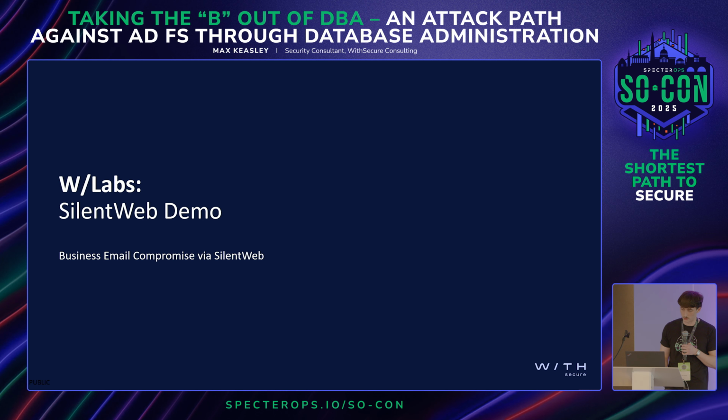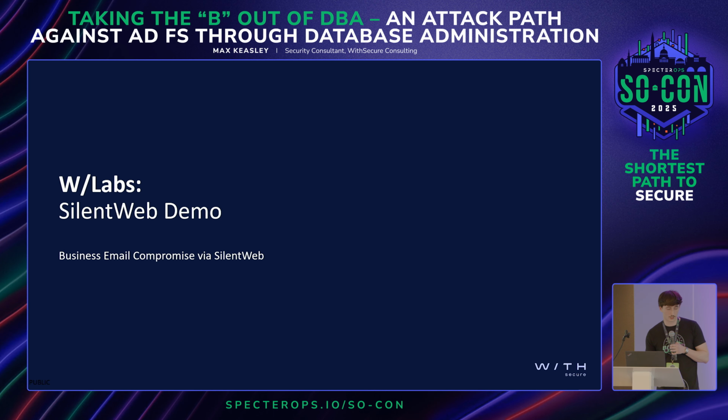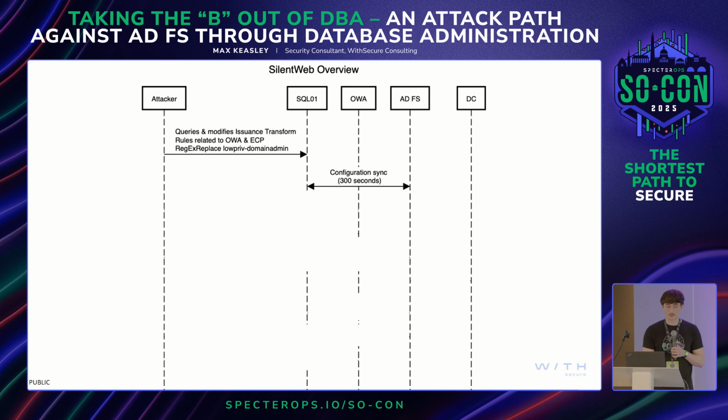Cool. I can give a demo where I've actually attacked OWA. Oh yeah, before I give the demo, one of my colleagues recommended I give a high-level overview rather than just throw in a demo. So in this case, an attacker queries and modifies the issuance transform rules related to OWA and ECP. They modify it with the regex replace keyword. They wait for a configuration sync. In this case, 300 seconds, so 5 minutes. They attempt to log into OWA.